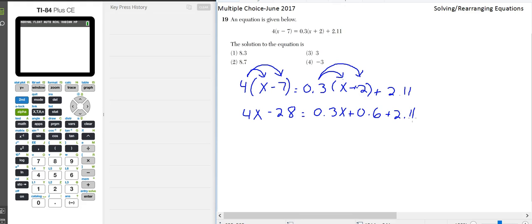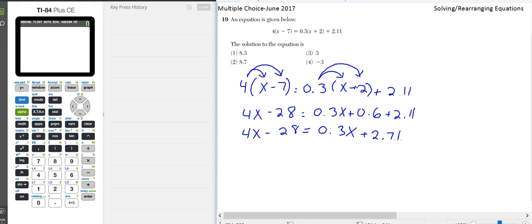Let's bring all the constants to one side and bring all the variables to the other side. So first let's just combine the constants that are on the right hand side. 4x minus 28 is equal to 0.3x. Let's combine the 0.6 and the 2.11. 0.6 plus 2.11 is 2.71.